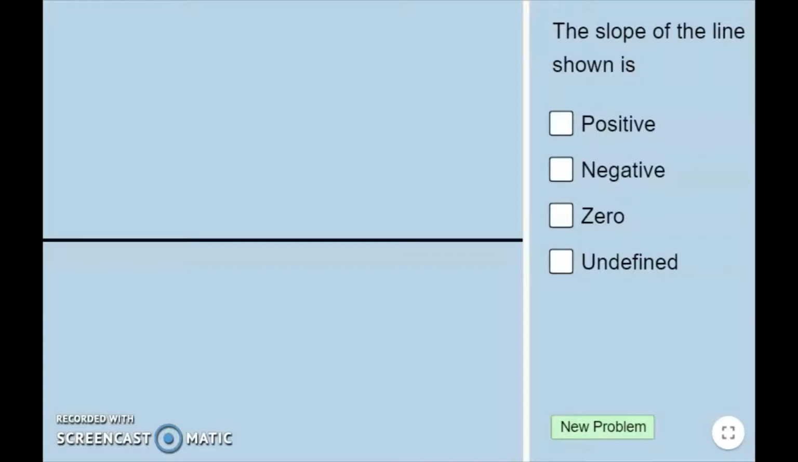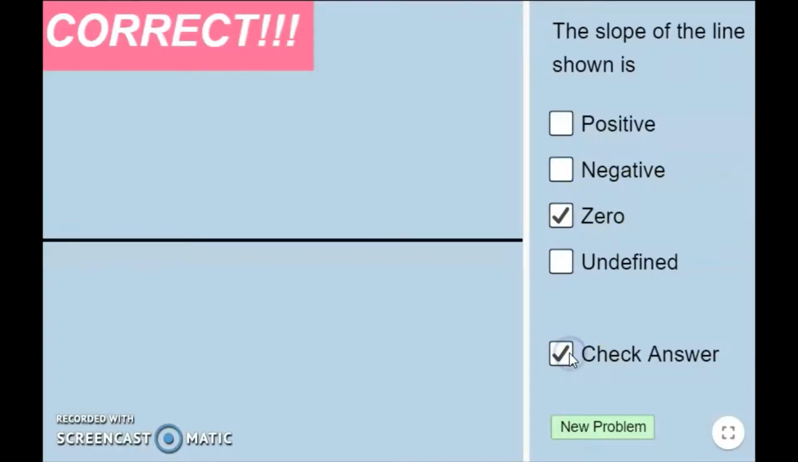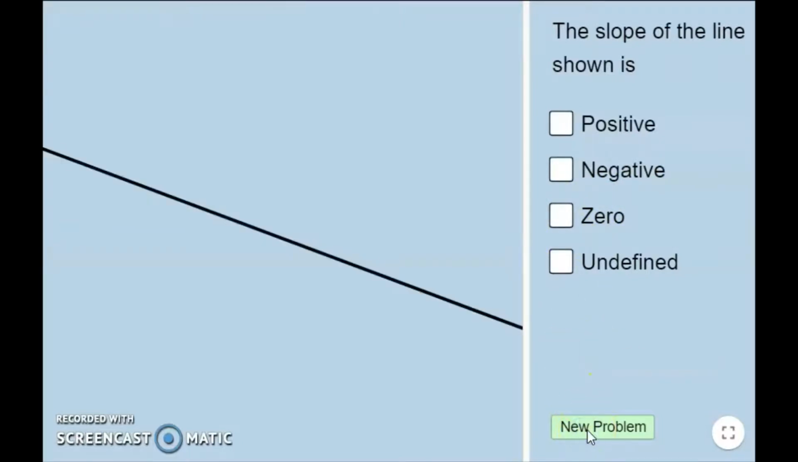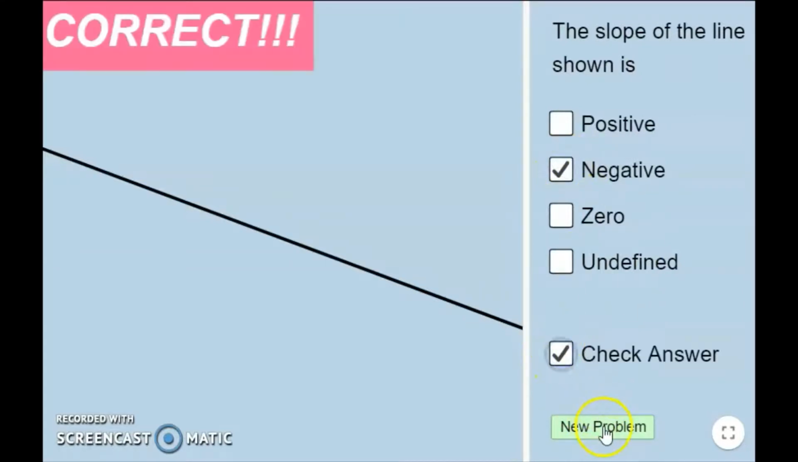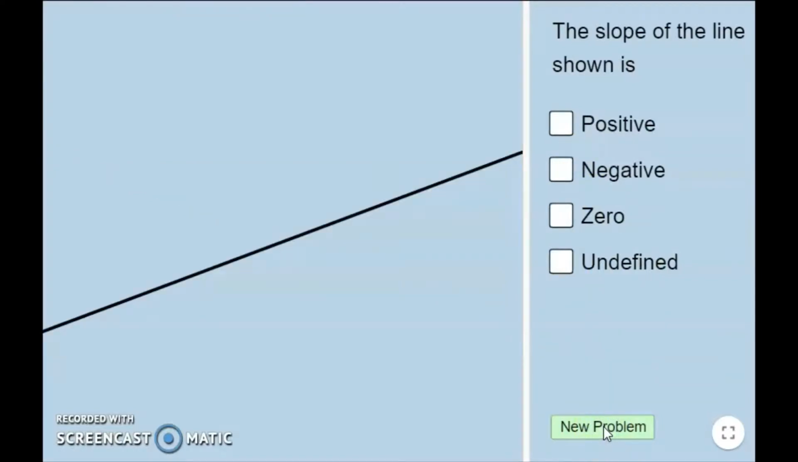3, 2, 1. I think this is 0, and that is correct. How about this one? 3, 2, 1. I think this is negative. And this one, 3, 2, 1. I think this is positive.